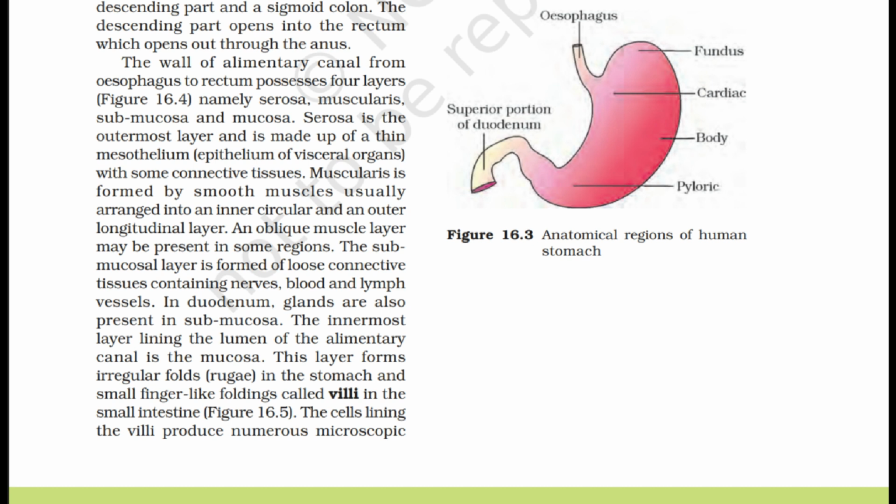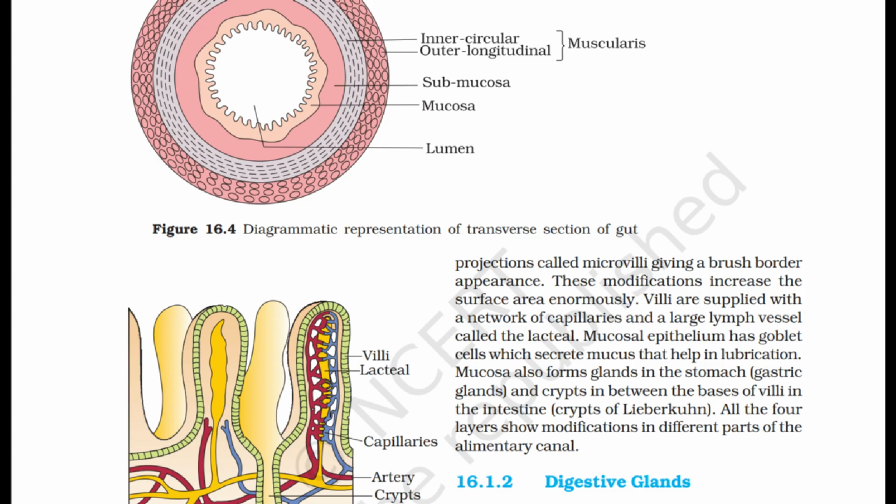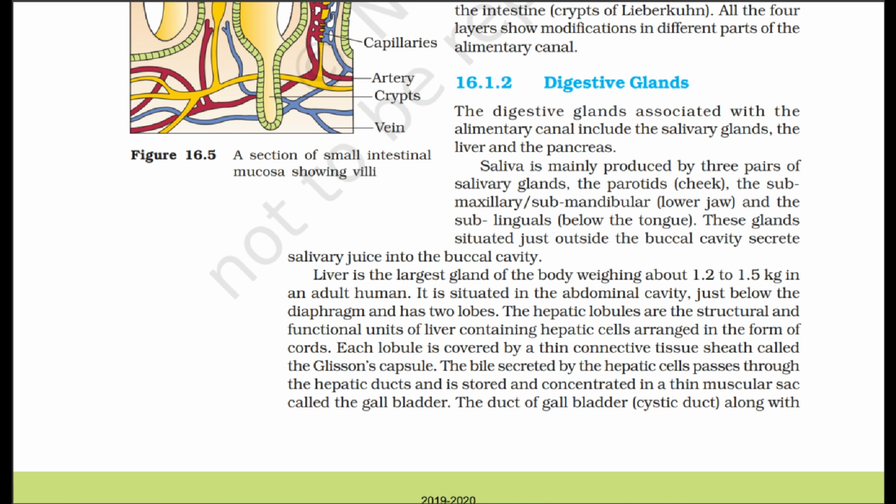The innermost layer lining the lumen of the alimentary canal is the mucosa. This layer forms irregular folds, rugae, in the stomach and small finger-like foldings called villi in the small intestine. The cells lining the villi produce numerous microscopic projections called microvilli, giving a brush border appearance. These modifications increase the surface area enormously. Villi are supplied with a network of capillaries and a large lymph vessel called the lacteal. Mucosal epithelium has goblet cells which secrete mucus that help in lubrication. Mucosa also forms glands in the stomach, gastric glands, and crypts in between the bases of villi in the intestine, crypts of Lieberkühn. All the four layers show modifications in different parts of the alimentary canal. Digestive glands. The digestive glands associated with the alimentary canal include the salivary glands, the liver and the pancreas.